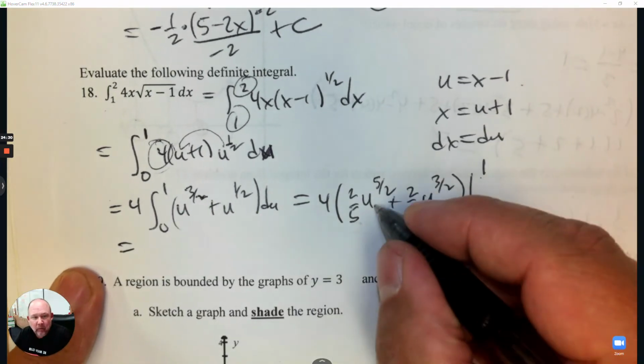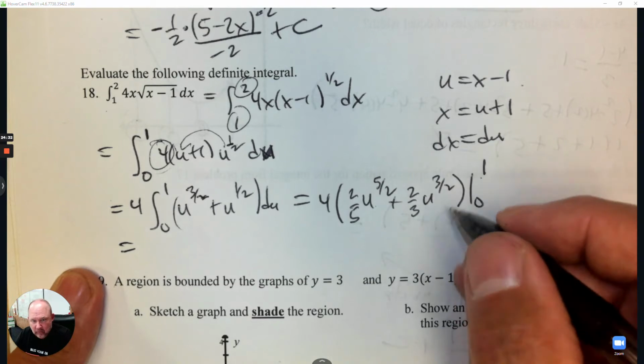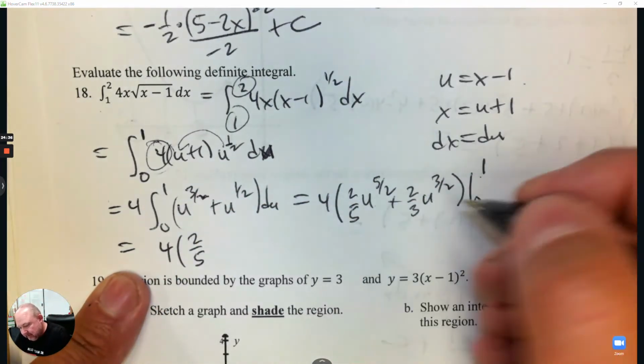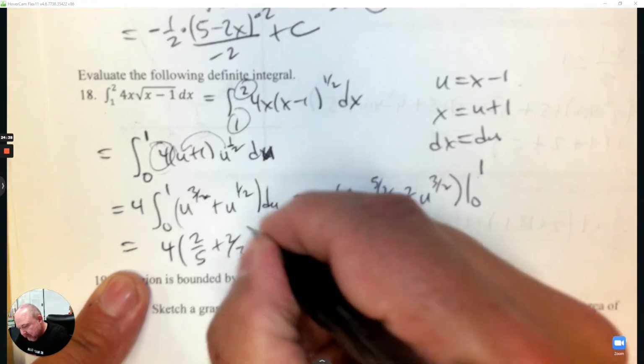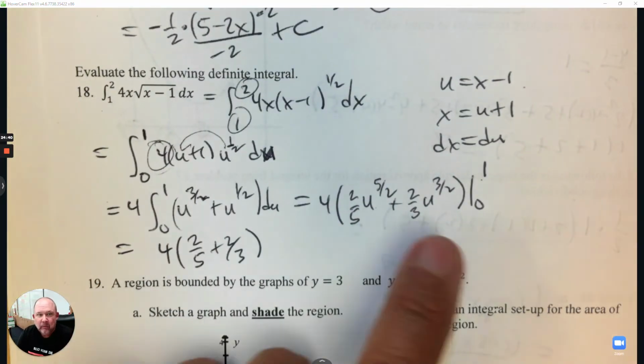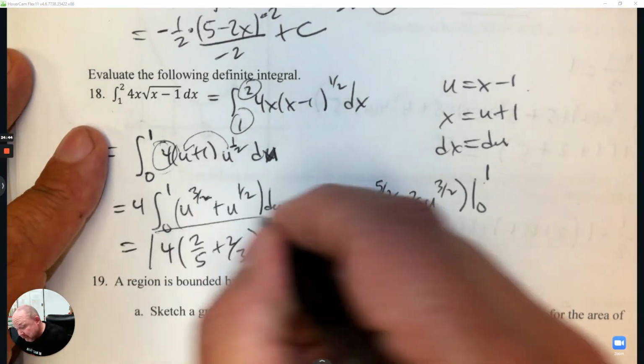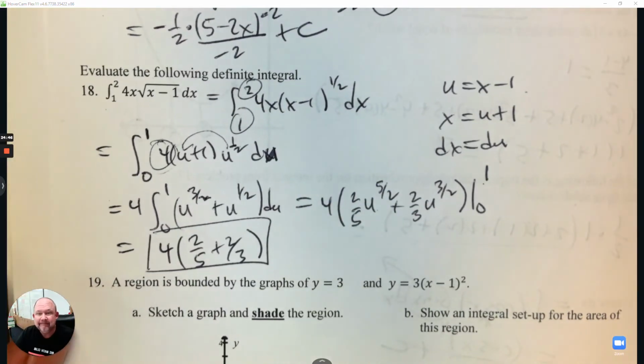When I plug in 1, 1 to any exponent is 1. So you end up with 4, 2 to the 5th, plus 2/3. You don't have to simplify it. When I plug in 0, the answer is 0. So there's my answer. Done.